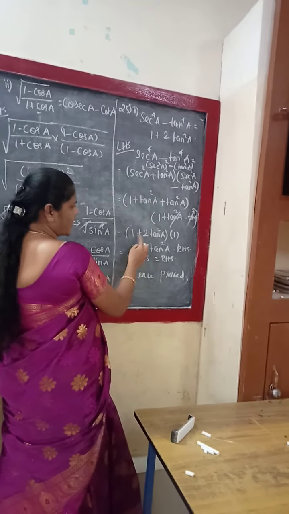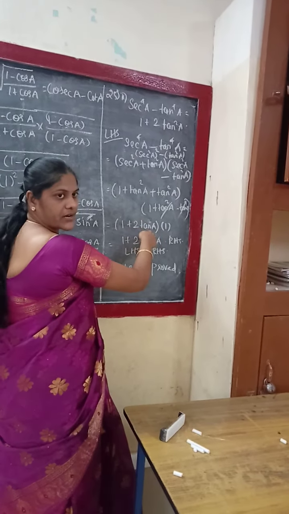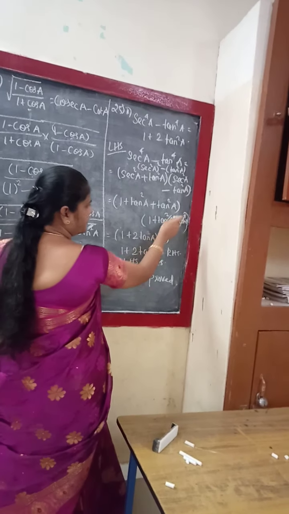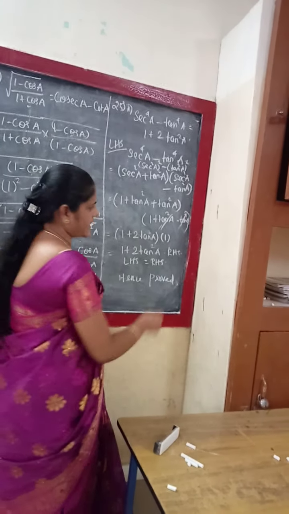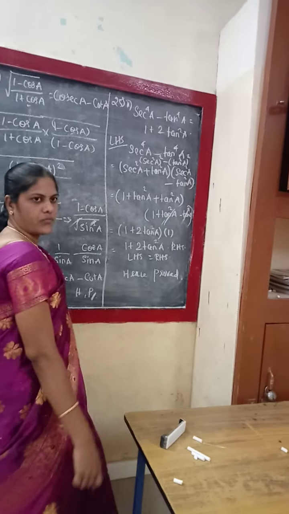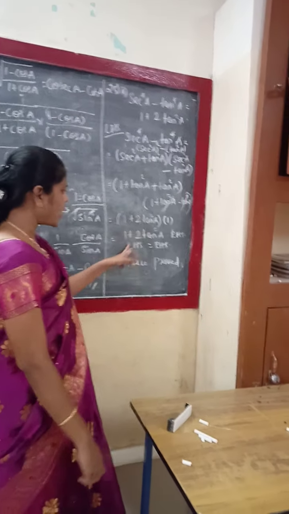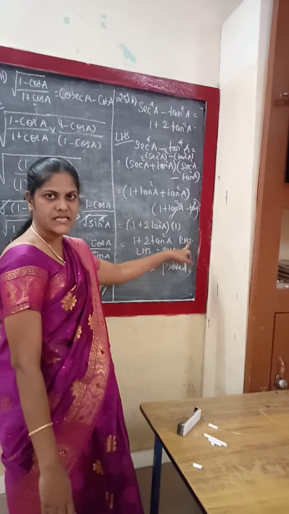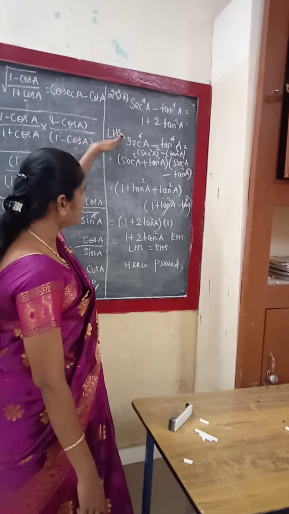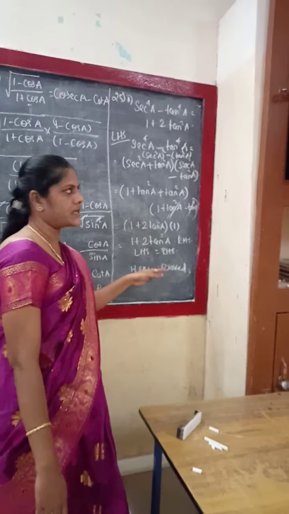Next, here 1 plus tan squared A plus tan squared A is 1 plus 2 tan squared A. Plus tan squared A minus tan squared A cancel, leaving 1. So 1 multiplied with the term gives the same term. So 1 plus 2 tan squared A, that is the right hand side. So now we took the left hand side and proved the right hand side.